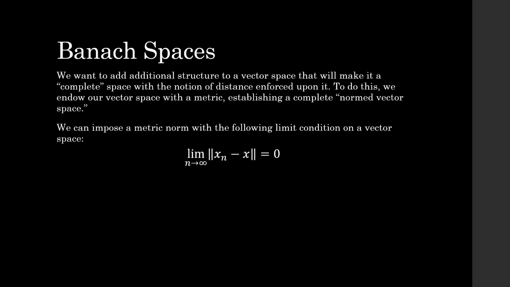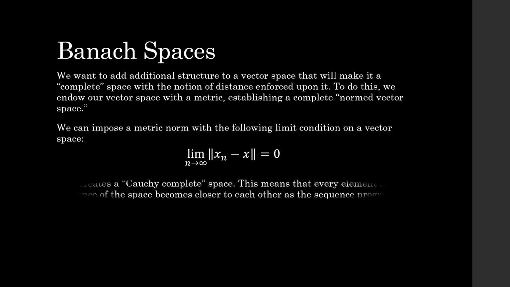So we have the limit as n approaches infinity of the norm of x sub n minus x always equals 0. This creates a quote-unquote Cauchy complete space. This means that every element of a sequence of the space becomes arbitrarily closer to one another as the sequence progresses.